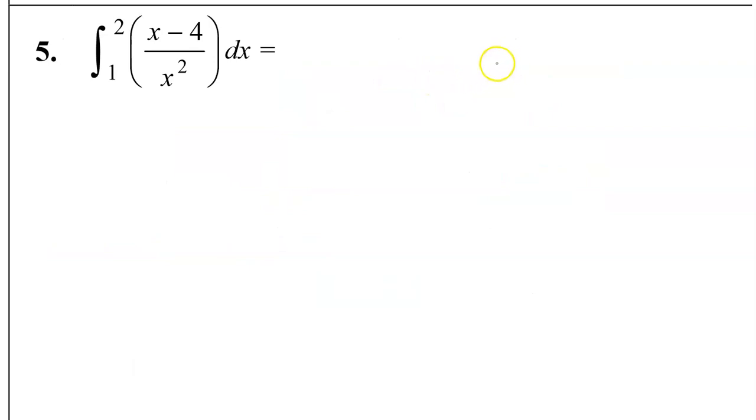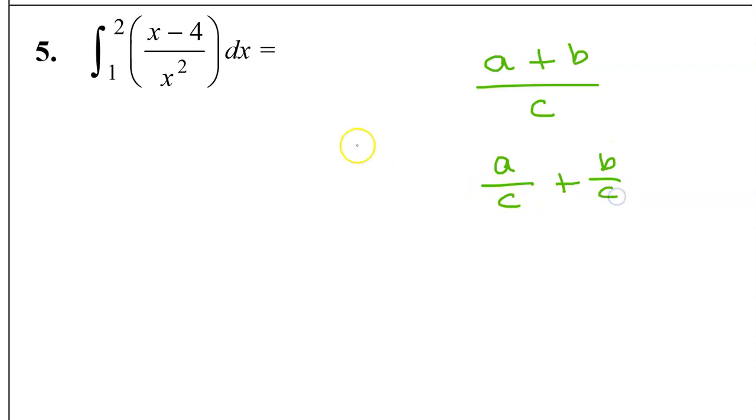For number 5, I am going to get to use the a plus b over c rule. When I see something in this form, I can always split it up as 2 fractions by writing a over c plus b over c. So let's do that to this integral. So we have this. Let's go ahead and simplify each term.